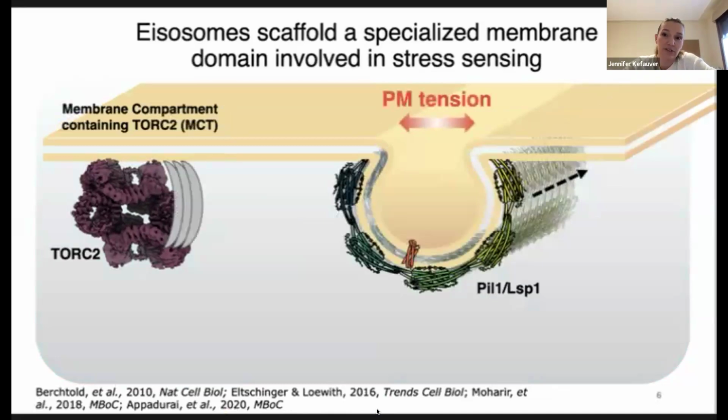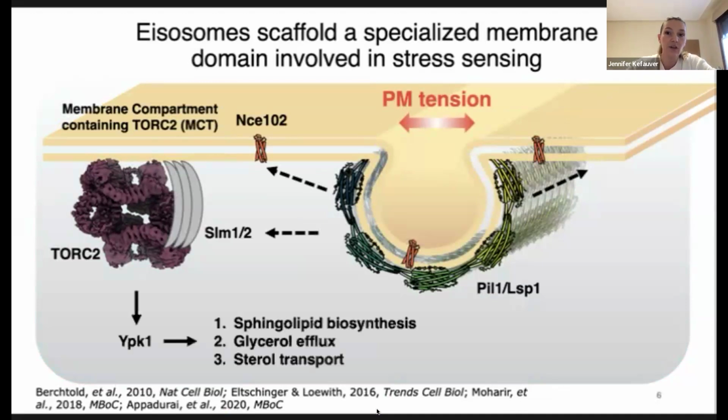Upon various types of membrane stress, including hypoosmotic shock, heat shock, and mechanical pressure, eisosomes appear to flatten, and they release their sequestered eisosomal proteins, enabling their signaling functions. For example, SLM1 goes to interact with TORC2, which then goes on to initiate processes that impinge on plasma membrane homeostasis.